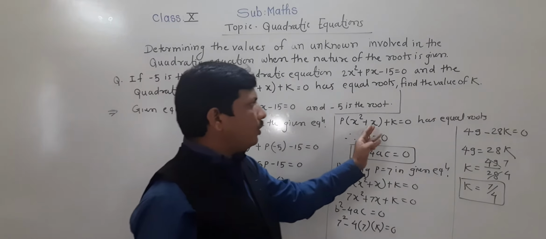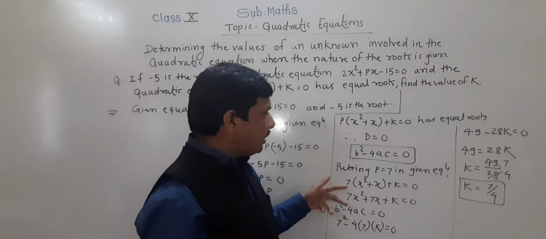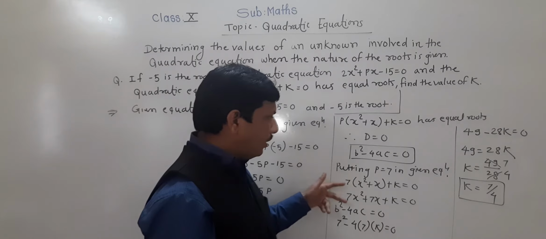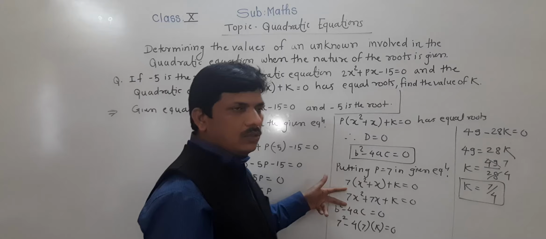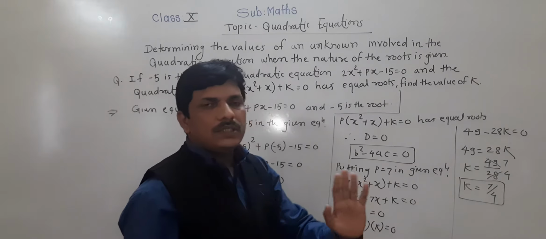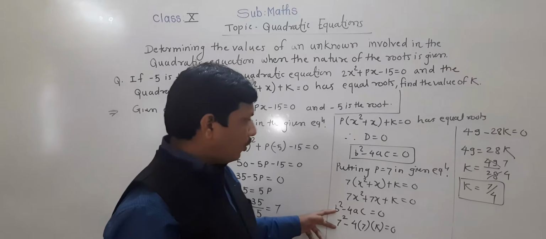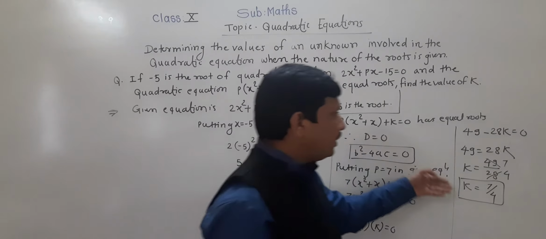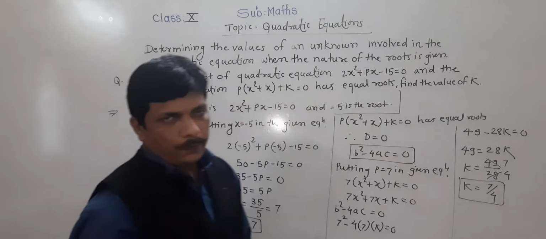So 7 into x square plus x plus k. When you solve that, again you will get a quadratic equation. We have to find the value of k. This equation has equal roots, so equal roots means D is equal to 0. According to that, b square minus 4ac is equal to 0. After solving, you will get k is equal to 7 by 4. Okay.